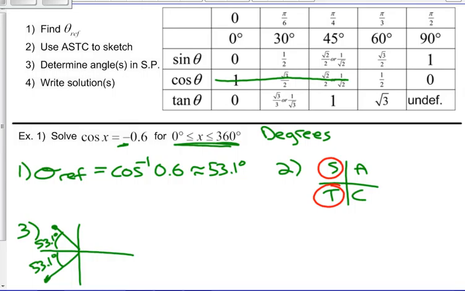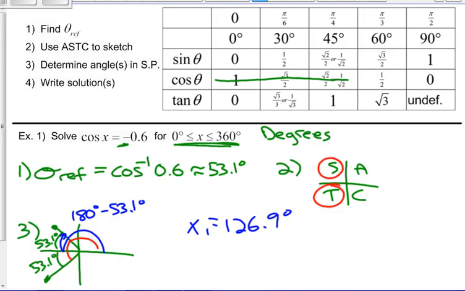Now we need to figure out what these are in standard position. So this first one I would think of as 180 less 53.1 degrees. Okay, and if we work that out to one decimal place, we'll get 126.9. For the other one, I'd think of it as 180 plus 53.1 degrees. Okay, and that gives us 233.1.